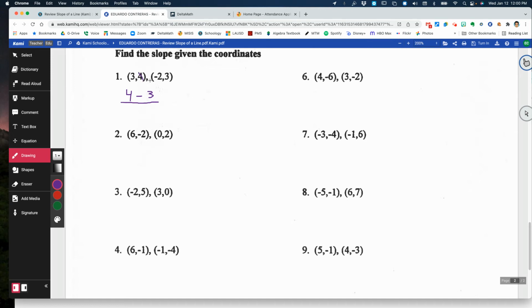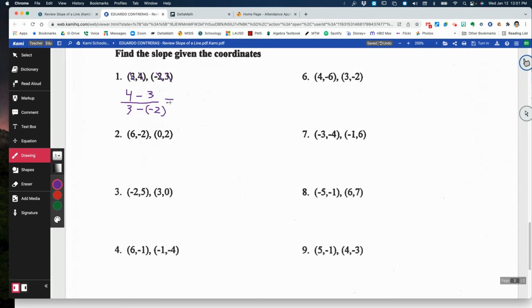I did this one and this one. Now I'm going to go back to x. I'm going to do 3 take away negative 2. So I'm going to put a minus sign, and then it's 3, which is this one, and then negative 2, I'll put parentheses around it. And then I'm going to simplify all that.